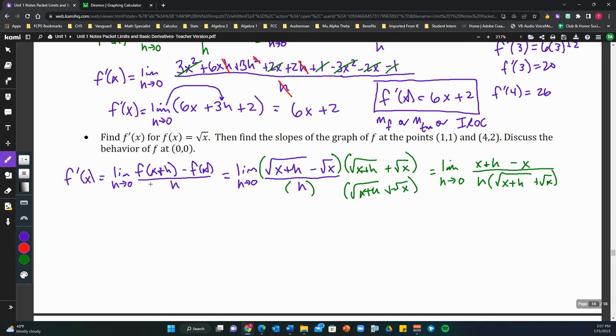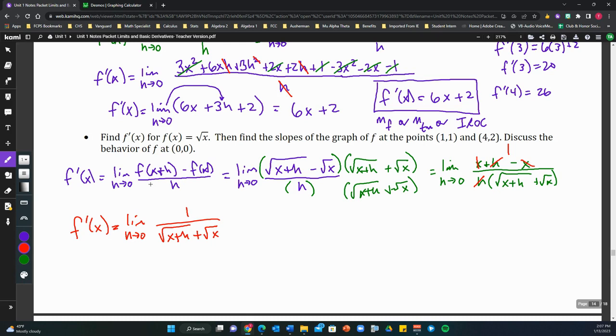Now when I go to clean this up, just like before with the polynomial, our non-h stuff has to cancel out in the numerator. So x and negative x cancel, which just leaves an h factor in the numerator, which is going to cancel out with the h factor in the denominator. Since everything canceled out in the numerator, what's really left behind is just a 1. So my derivative f prime of x is equal to the limit as h approaches 0 of the expression 1 over square root of x plus h plus square root of x.